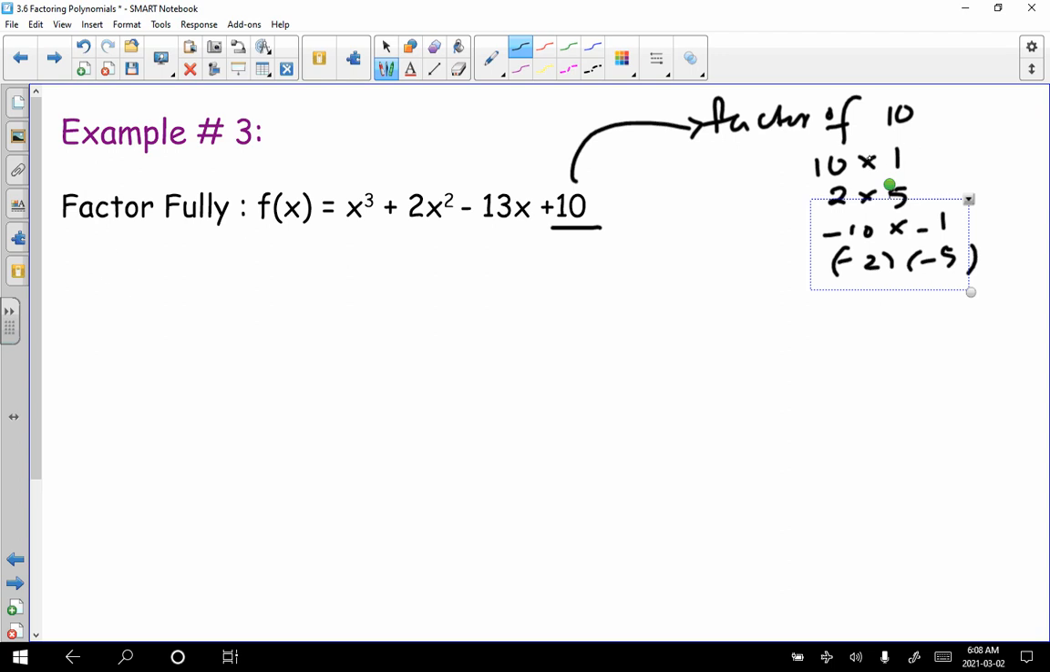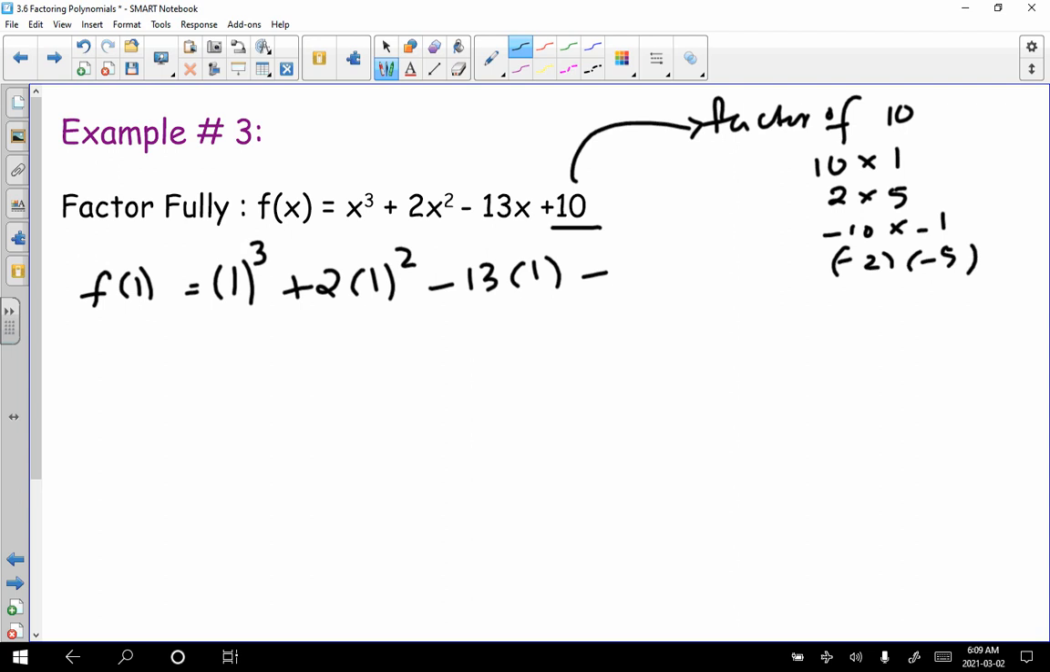Let's try the 1 that we have here. What is f of 1? If f of 1 works out to 0, then x minus 1 will be a factor, right? So let's check. f of 1 equals 1 cubed plus 2 times 1 squared minus 13 times 1 plus 10. So that's 1 plus 2 minus 13 plus 10, and that's 10, 12, 13 minus 13, which is 0. So that is very good because we got f of 1 is 0.